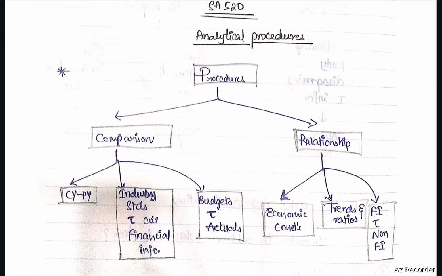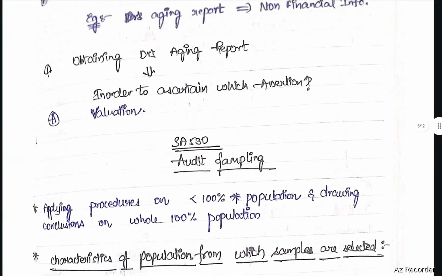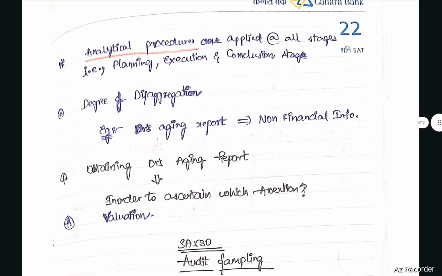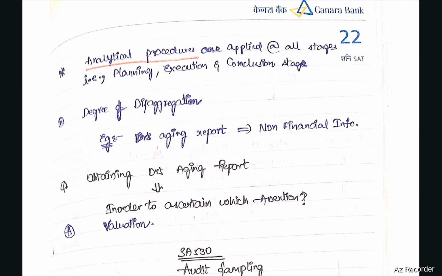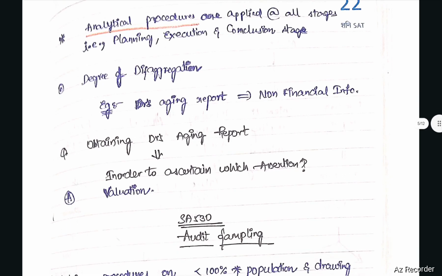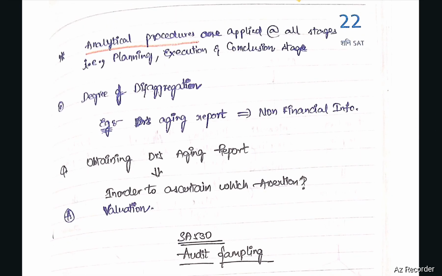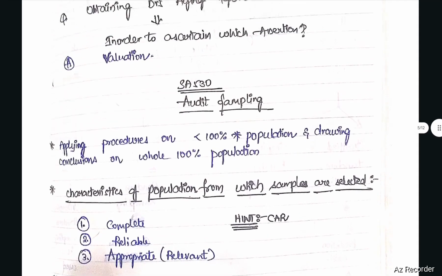SA 520 analytical procedures. Procedures are of two types: for comparison and for relationship. For comparison: to compare current year and previous year, to compare industry standards with company financial information, to compare budgets with actuals. For relationship: to check the economic conditions, trends and ratios, financial information with non-financial information. Next, analytical procedures are applied at all stages, that is at planning, execution, and conclusion stage. Degree of disaggregation. Example, debtors aging report, non-financial information. Obtaining debtors aging report in order to ascertain which assertion? Valuation. We will check valuation.